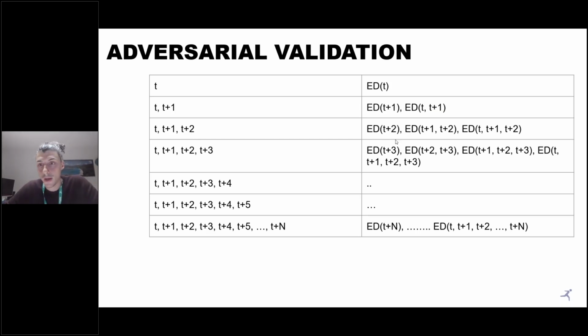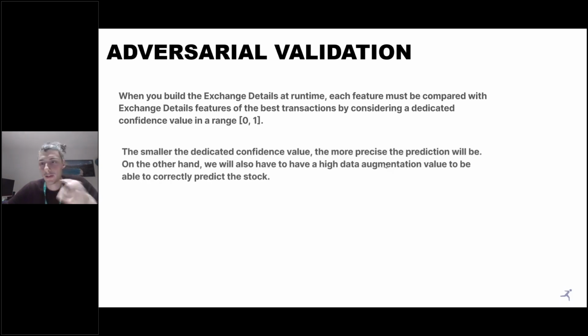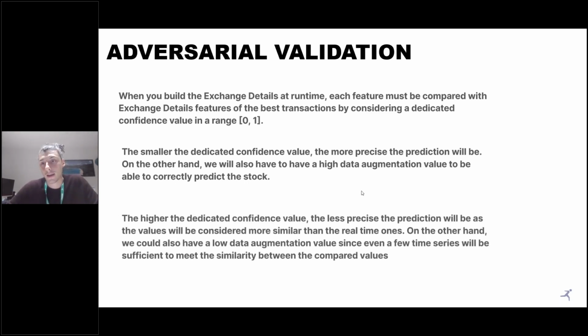So at observation t plus 2, we compute the exchange details at time t plus 2. We update the previous 2. At this point, you simply have to compare each exchange details that you built with the previous one that you computed before. Obviously, in order to compare different exchange details, you have to choose a confidence level. Here, the lower the confidence level, the higher the accuracy, but you have to produce many more, so the data augmentation size will be very large in order to reach this kind of precision. On the other hand, the higher the confidence level, the less data you can rely on, but maybe the precision is not as high as in the previous case.